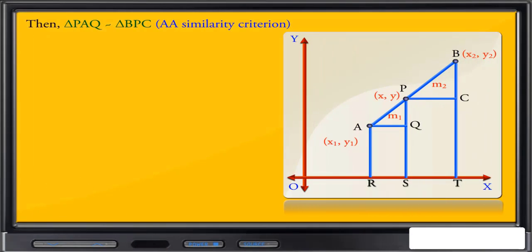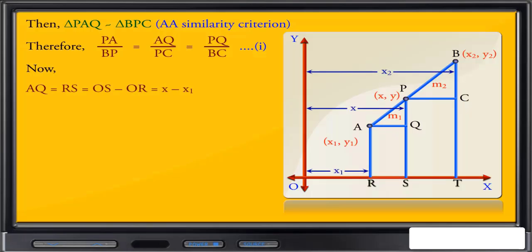Then, by AA similarity criterion of triangles, triangle PAQ is similar to triangle BPC. Therefore, PA upon BP is equal to AQ upon PC is equal to PQ upon BC. This is equation 1.